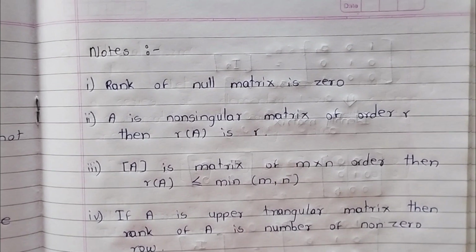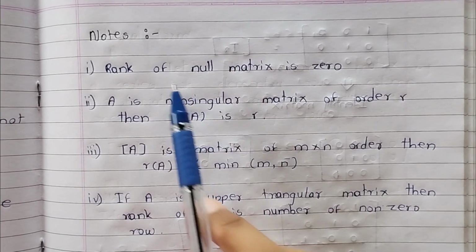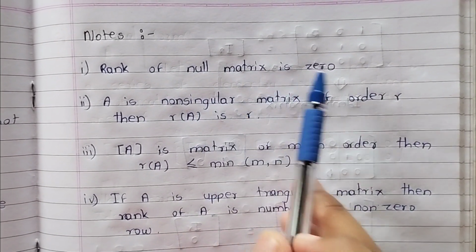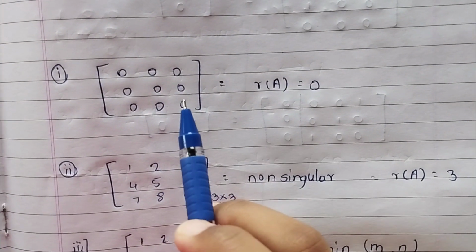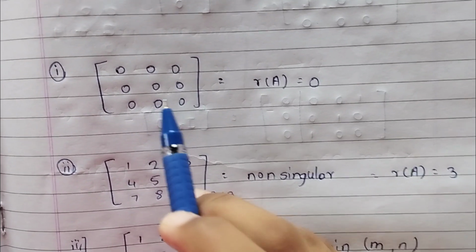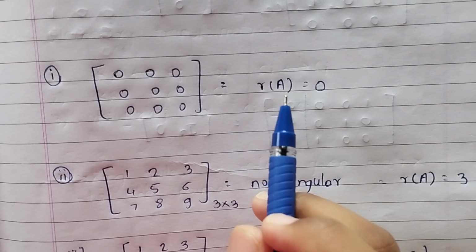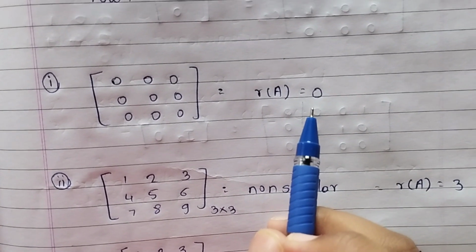So some notes are there. First, the rank of the null matrix is 0. Null matrix means all the elements of the matrix are 0, and we directly write that the rank of the matrix is equal to 0.